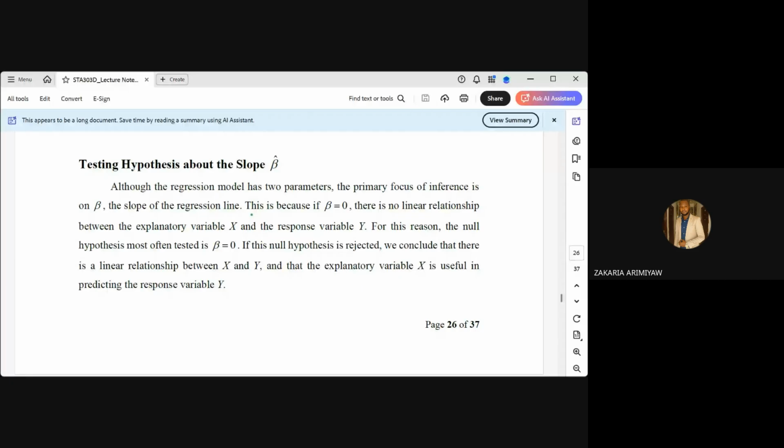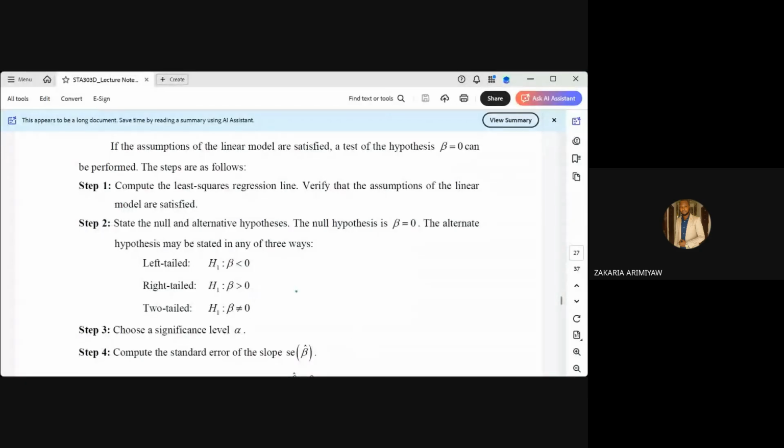As usual, the screen is gone off, but I'm going to bring it back so we can look at the steps involved in conducting the test for significance. So these are the steps involved.